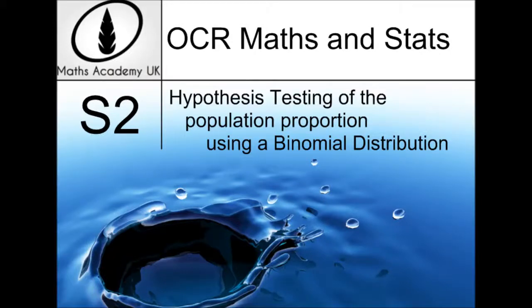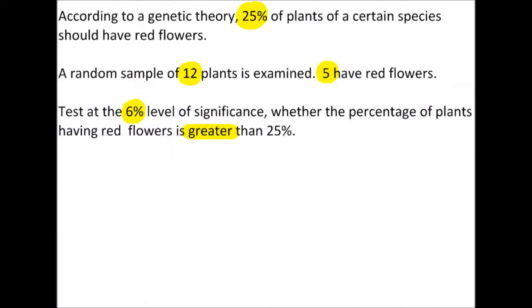Hypothesis testing of the population proportion using a binomial distribution. According to a genetic theory, 25% of plants should have red flowers, so that's your population proportion, 0.25. There's the random sample with 12 plants, so n is 12. The test statistic is 5. The significance level is 6%, and we're testing for greater than.